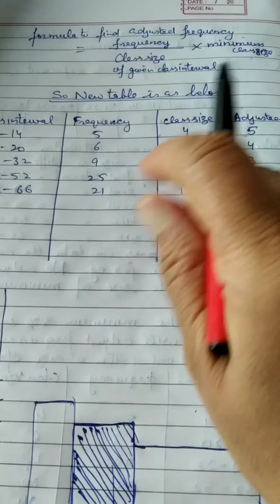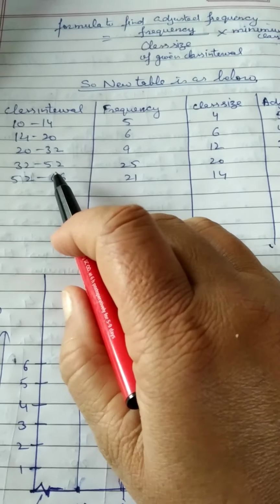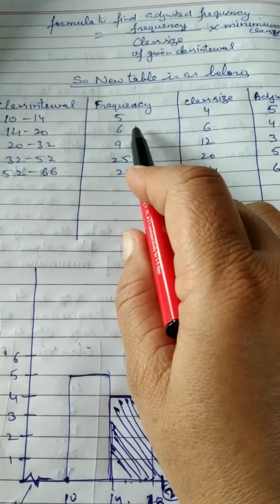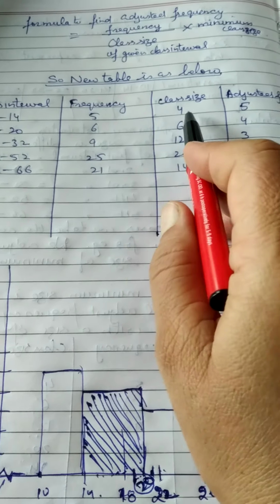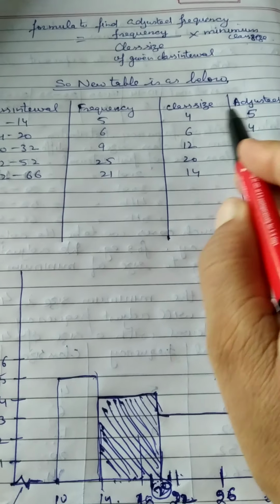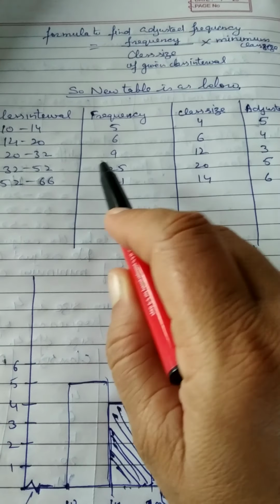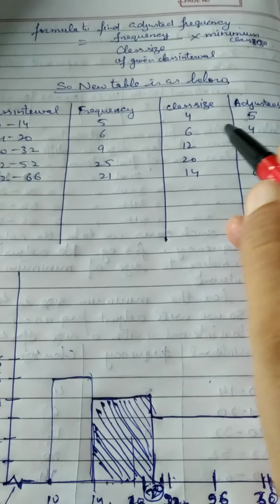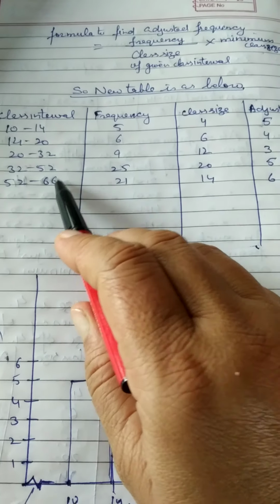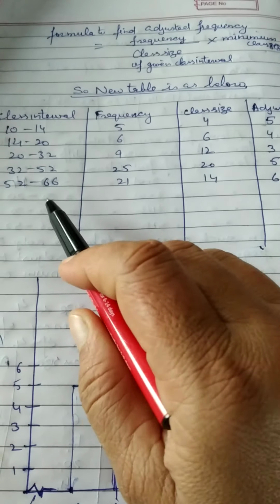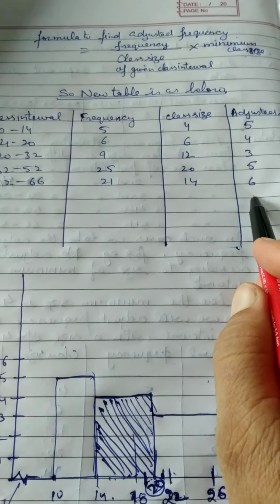After finding the adjusted frequency, we get a table like this: 10 to 14, original frequency was 5, class size is 4, adjusted is 5. Then 14 to 20, adjusted frequency is 4. Then 20 to 32, adjusted frequency is 3. Then 30 to 52, adjusted frequency is 5. Then 52 to 66, adjusted frequency is 6.